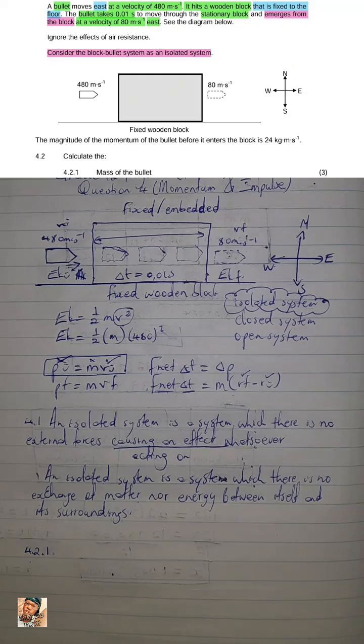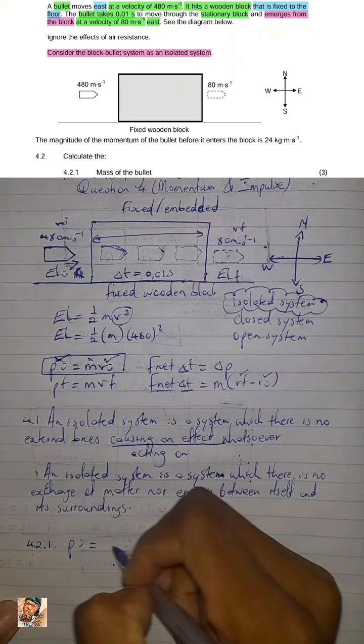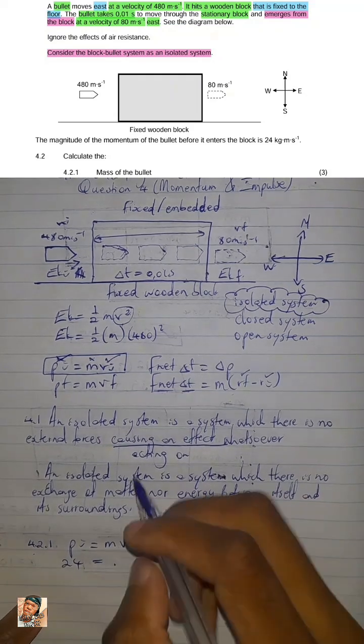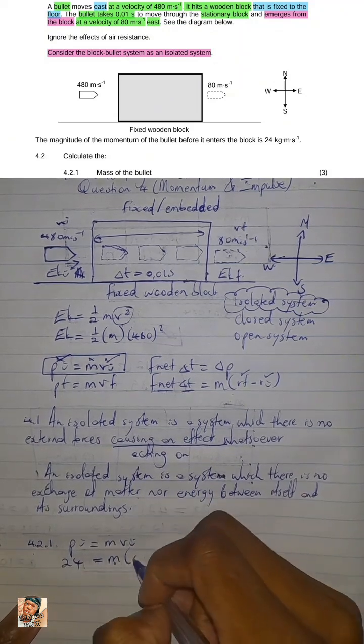Right, now let us calculate the mass. They're saying that initial momentum is equal to 24 kilogram meters per second, right? We're looking for mass. Its initial velocity was 480.